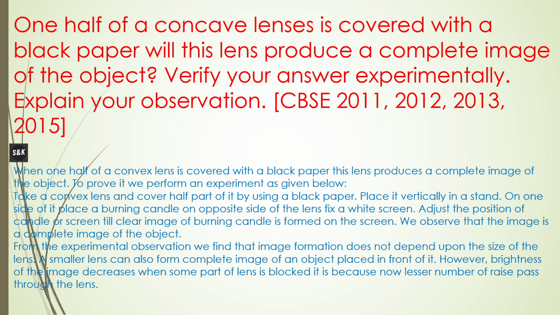So from this we observe that the image is a complete image of the object. From the experimental observation we find that image formation does not depend upon the size of the lens. A smaller lens can also form a complete image of an object placed in front of it. But the brightness of the image decreases when some part of the lens is blocked. It is because now a lesser number of rays pass through the lens.